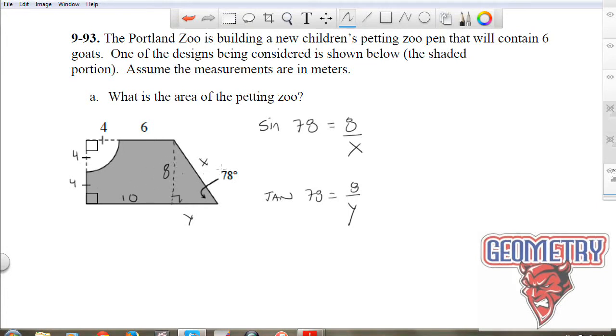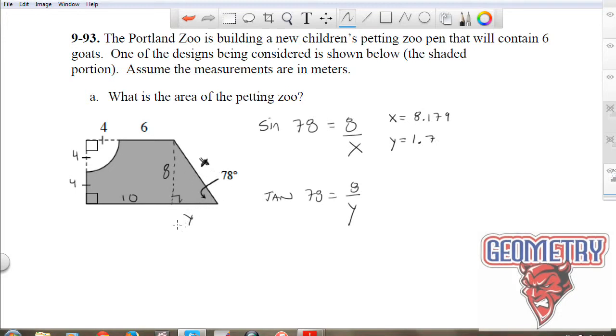So I'm just doing this to find all these missing pieces of information. I'll need some to find the area, and I'll need some in the next step to find the perimeter. So sine is opposite over hypotenuse, sine of 78 is 8 over x. Tangent of 78 is opposite over adjacent. So I'm going to figure out what these values of x and y are on the calculator. 8 divided by the sine of 78, that means x is 8.179, and then 8 divided by the tangent of 78 is 1.7. Okay, so now I have all these lengths.